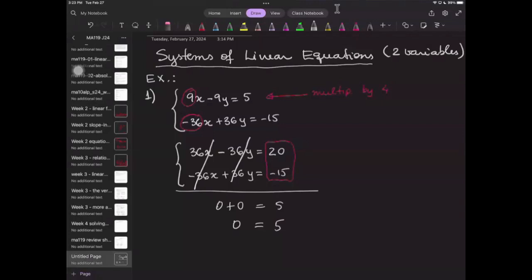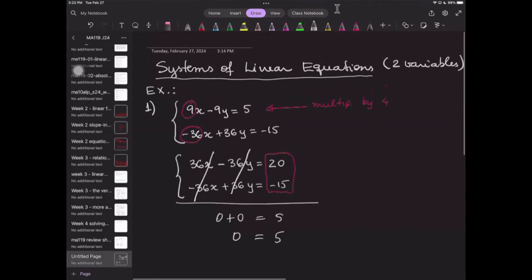Now I'm left with a statement, so there's no more variable, neither x nor y. And I have a statement that says 0 is equal to 5, which is a false statement. Meaning, no matter what I try to do to solve this, even if I use the other method, or if I use graphing, a false statement means that I'm not able to solve this at all. It's impossible to solve this. There's no solution.